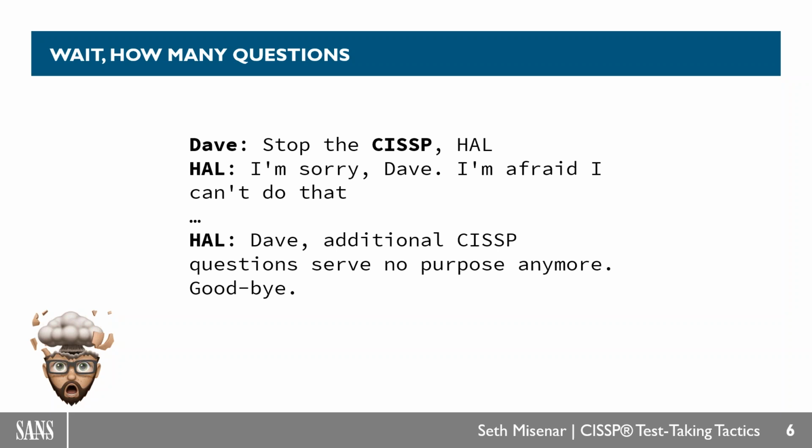So it's once the adaptive engine figures out, hey, it doesn't matter if I give you any more questions or not, I know whether you're gonna pass or fail. And so that's kind of the idea of how it determines the number of questions that you're going to see.